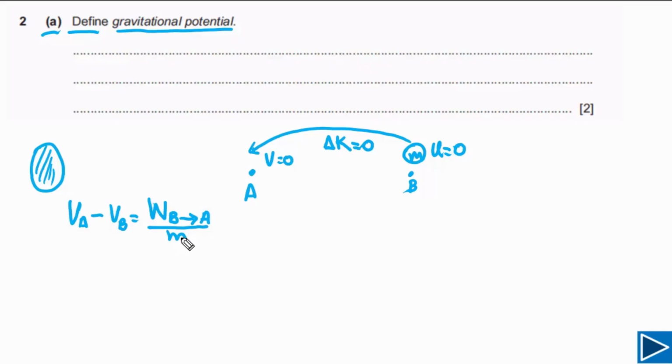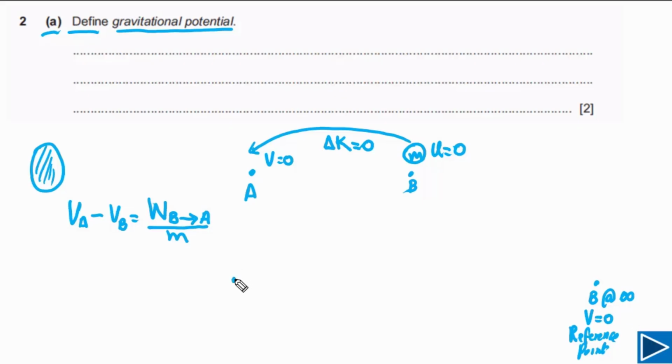Now we need to understand how we can define gravitational potential. For that purpose, we have to take our point B at infinity. Now we will say point B is at infinity, and at infinity we can take potential equal to 0. So infinity is our reference point, and at infinity V is equal to 0.